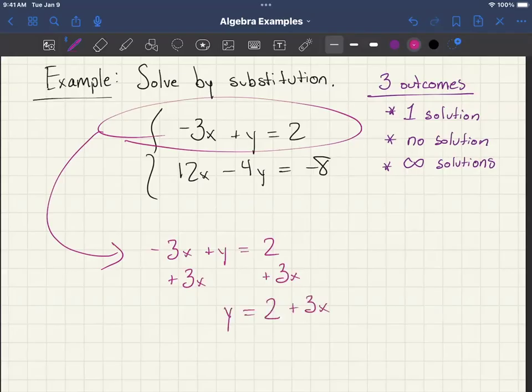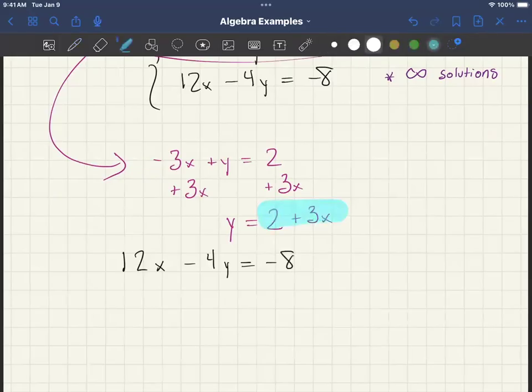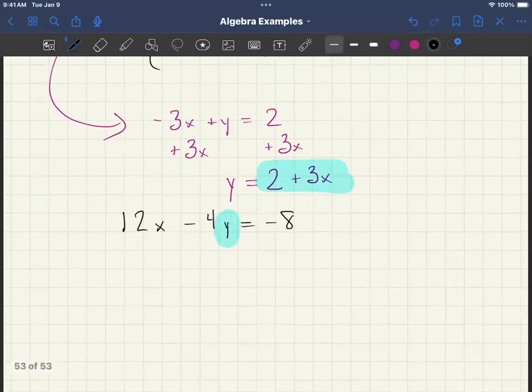All right, so we have y is equal to 2 plus 3x. When we do a substitution, we are going to then take that information and we are going to plug it in to our second equation. So in this case, we have y is equal to all that stuff, and we are going to plug that in everywhere we see the y, or the one place we see the y, I should say.